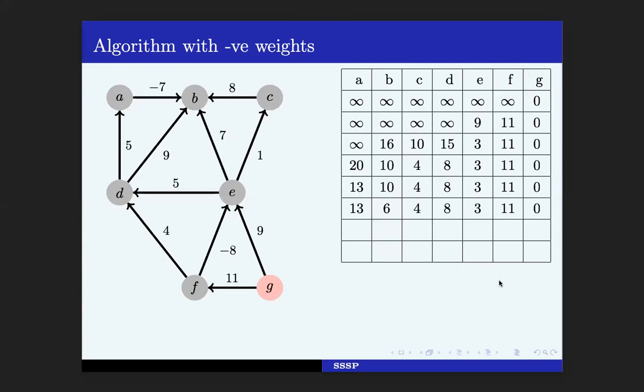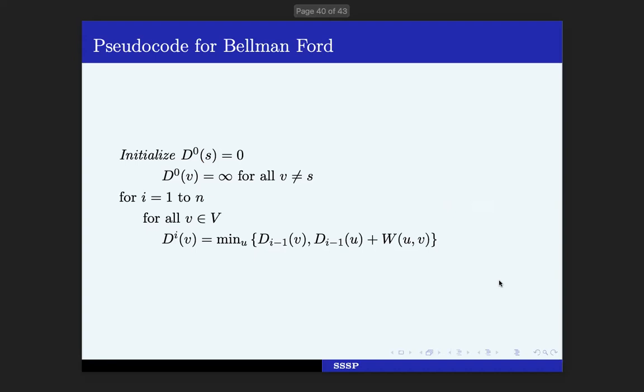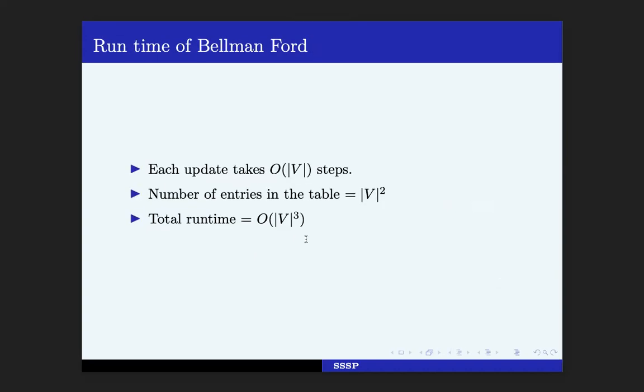So although it's a recursive algorithm, it is not being done in a recursive way because we are storing that data. Therefore, the update time takes order V steps, and the total number of entries in the table is order V square, and therefore the total runtime is V cube. And this is basically the complete algorithm.